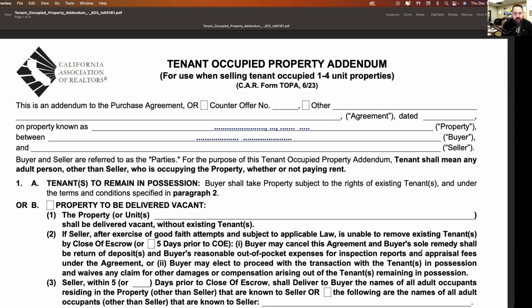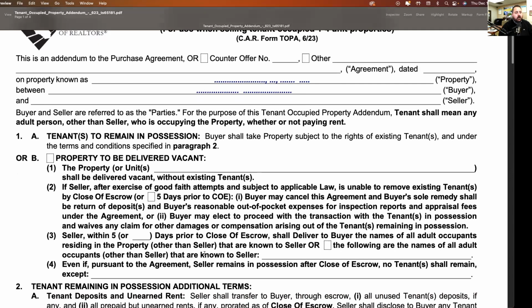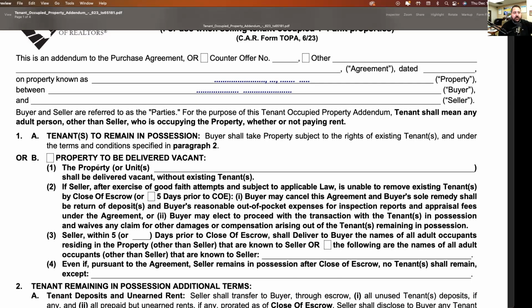What I want to make sure you understand is that when I write an offer on a 1 to 4 unit property, that means it could be a single family, a condo, a townhouse, a mobile home, 4 units, and there's tenants in the property, I have to include this form, whether it's going to be delivered vacant or with the tenants. That doesn't matter. All we're going to do here is say that it is a tenant occupied property, and here is what's happening with the tenants at the close of escrow. That's it. So the default is tenants to remain in possession, period.